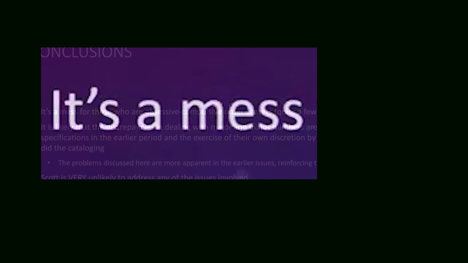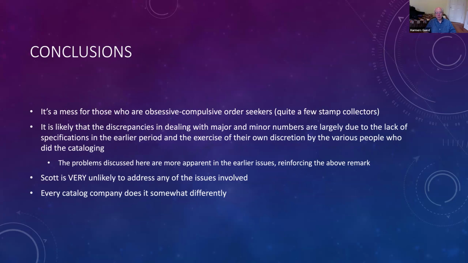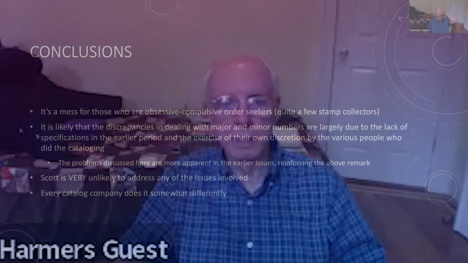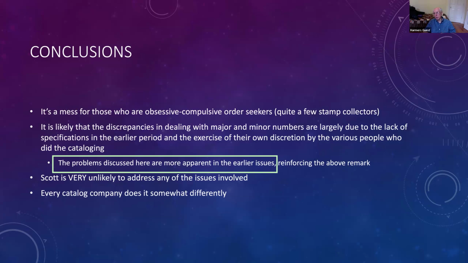Okay, conclusion. It's a mess for those who are order seekers, which is quite a few stamp collectors who are very interested in getting things in an orderly fashion. It's likely that the reason all of these problems appear is that in the earlier phases, they didn't have written rules about how to assign numbers, along with other things. And possibly also that different people were doing the cataloging at different times for different countries, and they made their own decisions about how this should be broken down. The worst problems really are in the early issues, which I think indicates that they didn't have it well organized at the time they started issuing catalog numbers.